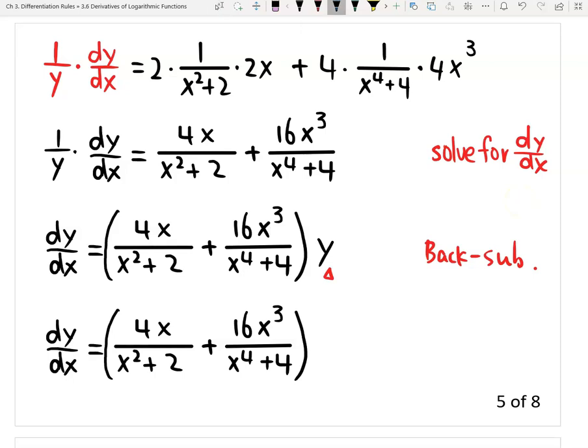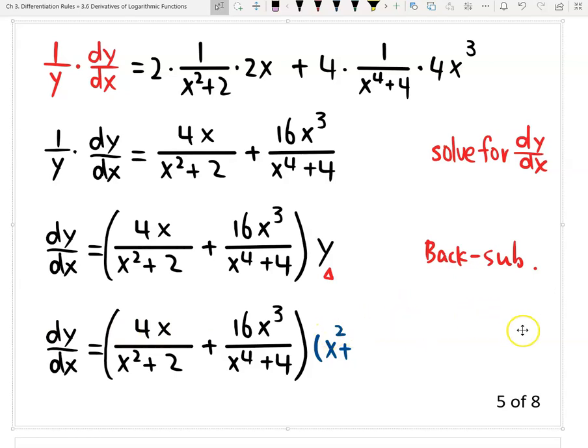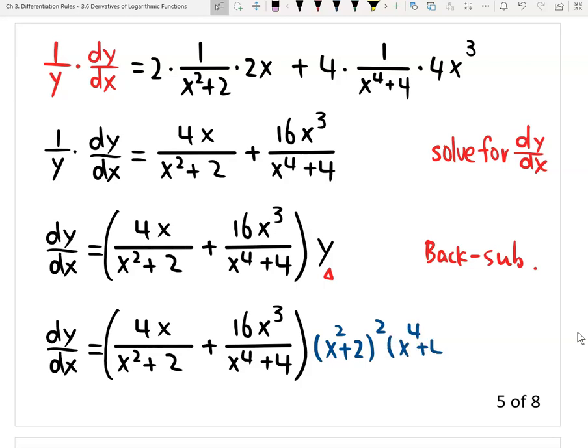Let me use this color. So you see back substitute was y. Y is, use this color. So y we just see. Okay, it's a big term. Let me write this big term, which is x squared plus, so we're going to see the plus this. Okay, so plus 2 to the second power, and then x to the fourth plus 4 raised to the fourth power. So this is the last. It's very long. However, the steps are easy.